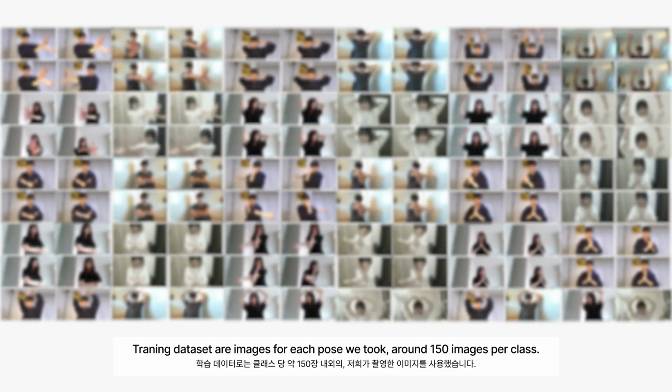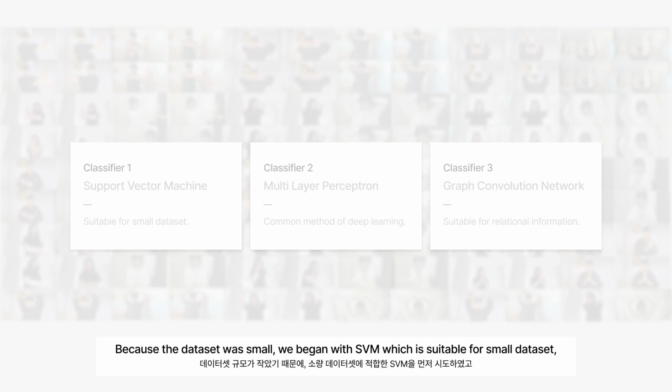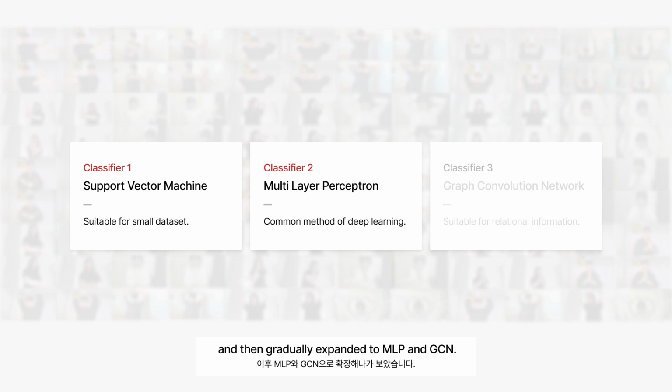Training datasets are images. For each pose we took around 150 images per class. Also we collected similar but not exact poses as negative examples. Because the dataset was small, we began with SVM, which is suitable for small datasets, and then gradually expanded to MLP and GCN.